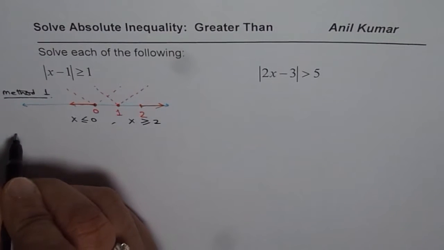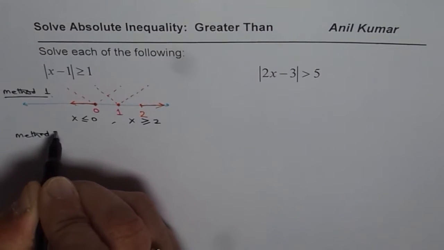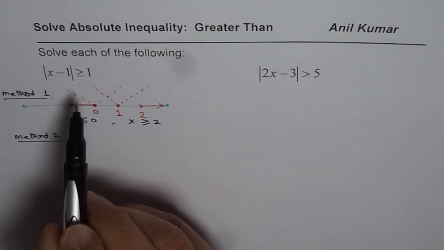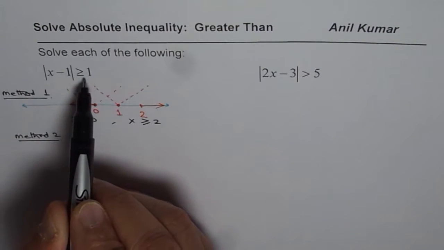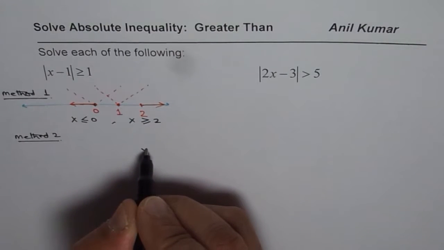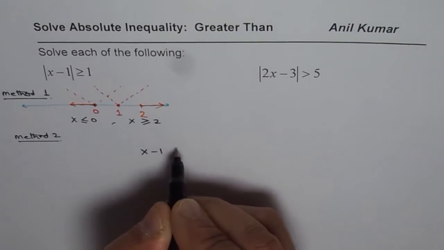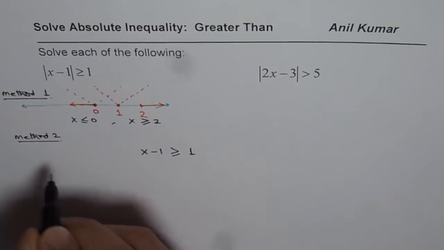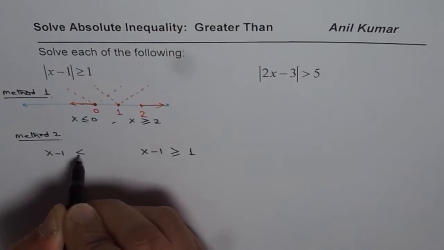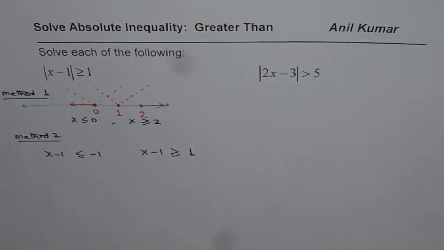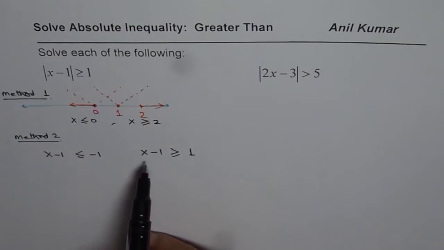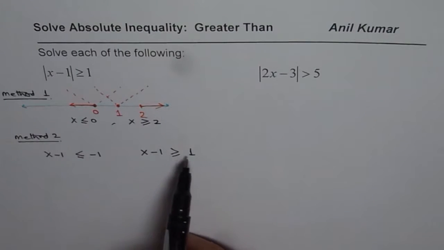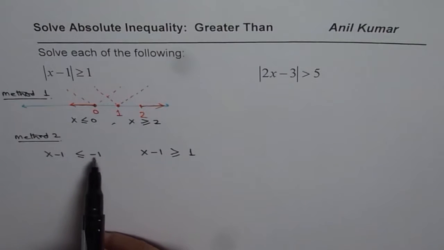Another way to do the same thing is, let's use method 2. When we are saying absolute value of x minus 1 is greater than or equal to 1, in that case we want to say that x minus 1 is greater than equal to 1 or x minus 1 is less than equals to minus 1. You get the idea, right? So it's away, so it's going outside. So this absolute function could be written as x minus 1 greater than equal to 1 or x minus 1 less than equals to minus 1.